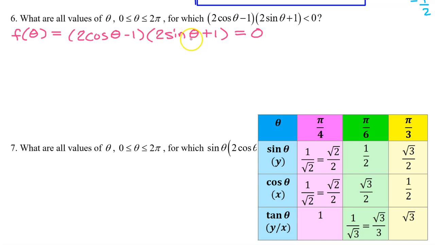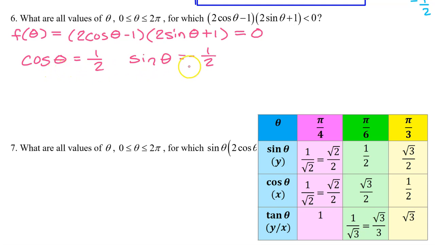Since this is already factored, we can find the values of theta that will cause f of theta to equal 0 by setting each one of these factors equal to 0. So if I set 2 cosine theta minus 1 equal to 0 and solve, I'm going to add 1 to both sides and then divide by 2. So I end up with cosine theta is equal to positive 1/2. Setting 2 sine theta plus 1 equal to 0, I would subtract 1 and divide by 2. So I would get sine theta is equal to negative 1/2.